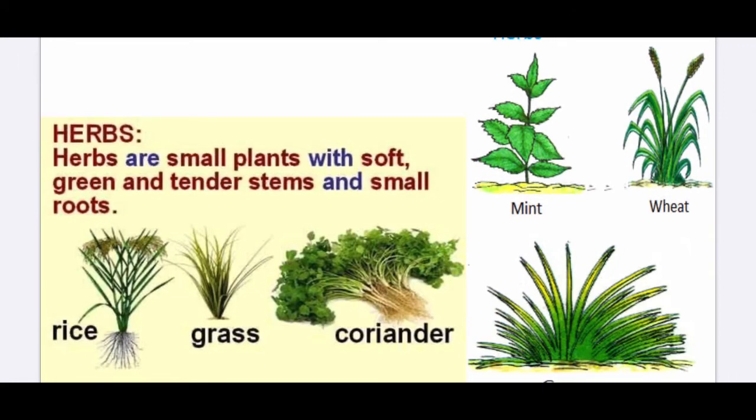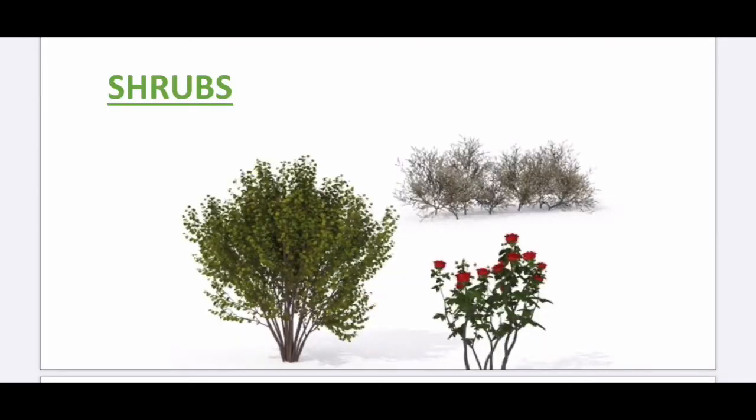Herbs. Herbs are small plants with soft, green and tender stems. They have small roots and their lifespan is a few months. Shrubs are medium-sized plants. They are branched from the base of the plant. Examples of shrubs are pomegranate, rose, China rose, hibiscus.